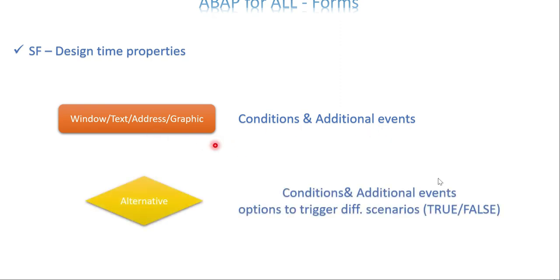Another one is alternative. Yes, it's a kind of condition. It's like conditions and alternative events, options to trigger different scenarios based on true or false. If it is true, one set of design. If it is false, another set of design is going to execute.